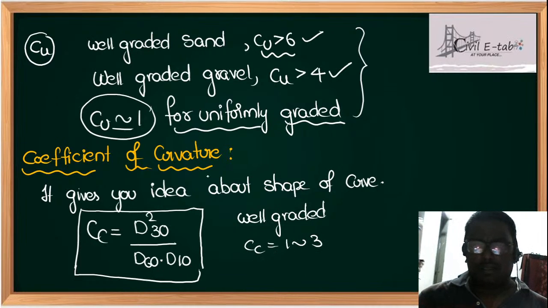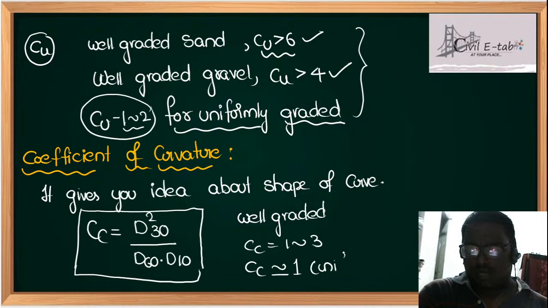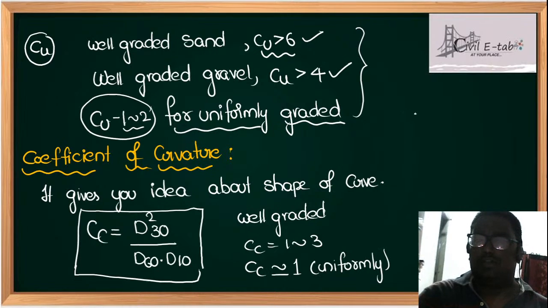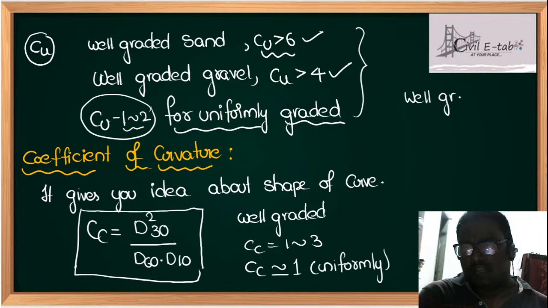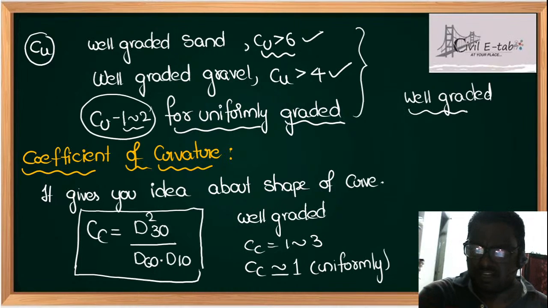For uniformly graded soil, sorry, here one thing I want to add, students. Here the coefficient of uniformity for uniformly graded soils will be between 1 to 2. A small correction, students: here the coefficient of curvature will be approximately equal to 1, this is for uniformly graded soil. Now you have one more important point, students, for well graded soil.